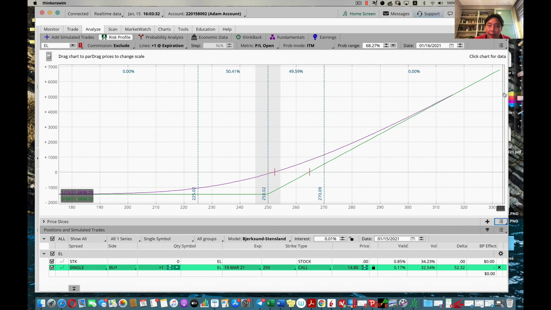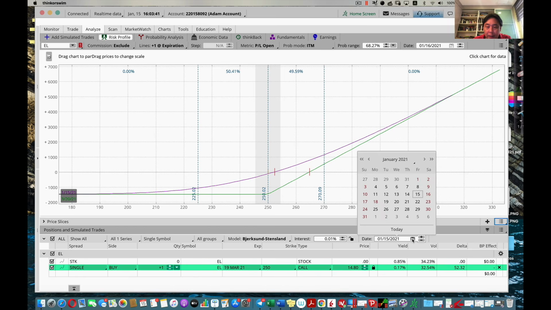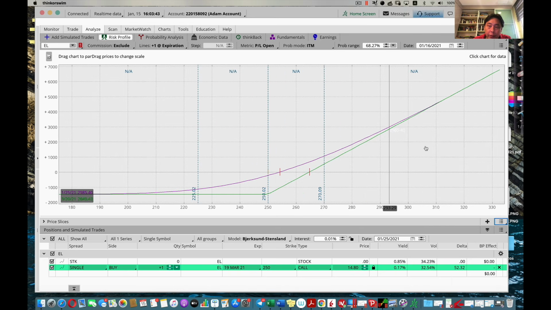Right? You can see that right now, for example, it's the 15th of January. If the stock price were to go up in 10 days, that will be the 25th of January, for example, you can see that my break-even point would be there, the purple line. And if the stock goes to 270, you can see that I actually make more profit than waiting for expiration. My break-even point is lower, but at expiration it becomes higher.